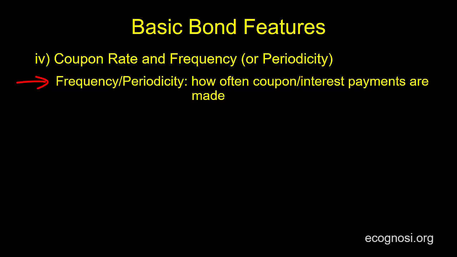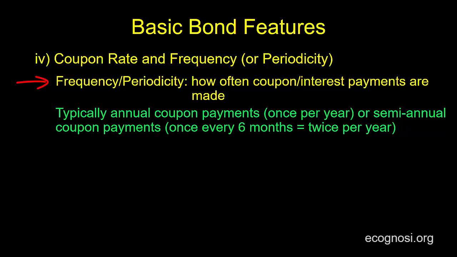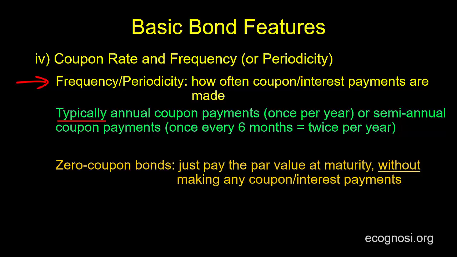After that clarification, in bond markets, we typically observe either annual coupon payments, that is once every year, or semi-annual coupon payments, that is once every 6 months, which is the same as twice per year. Mind the word typically, as this is not always the case. On a different note, I'd like to point out that in bond markets, we also have what are called zero coupon bonds. They are called zero coupon because they don't make any coupon payments. They just pay the par value at maturity.